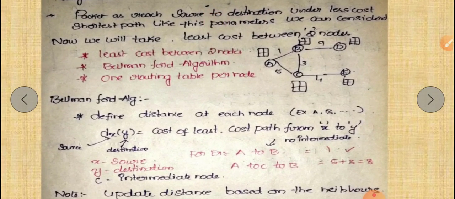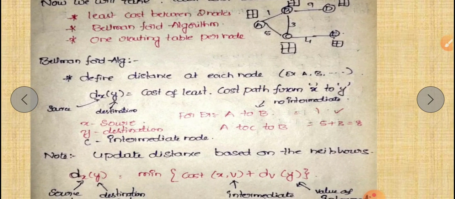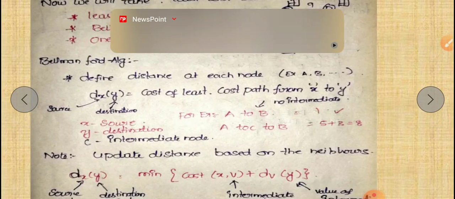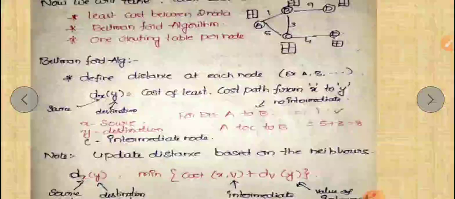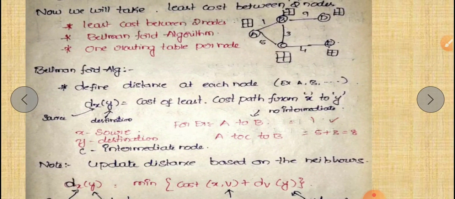One more thing here: the Bellman-Ford algorithm has one formula. That formula is dx(y) = cost of the least cost path from x to y. Here d is nothing but distance, x is the source, and y is the destination. So we have to find the source to destination distance.